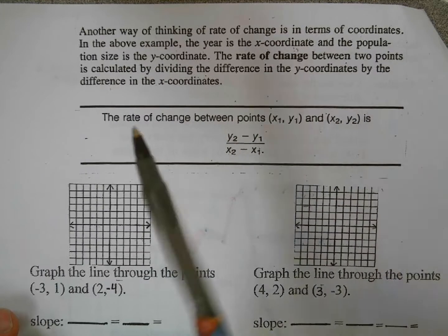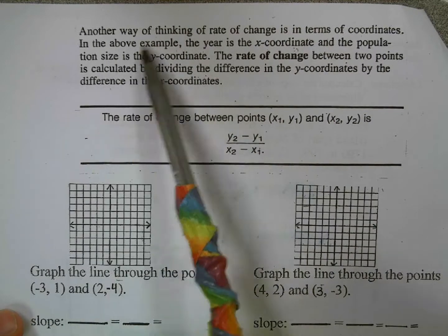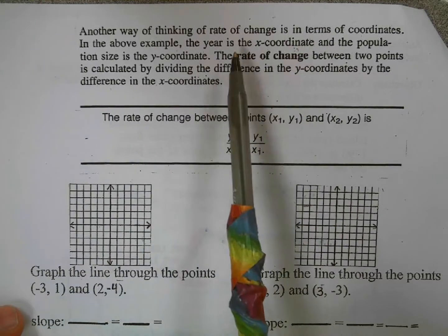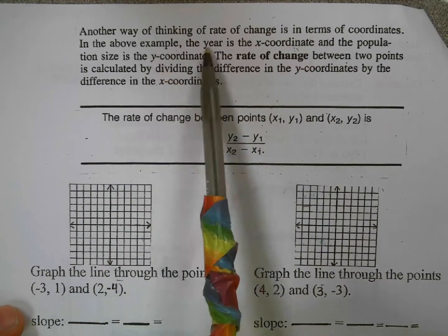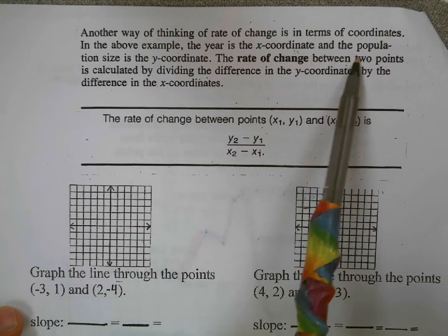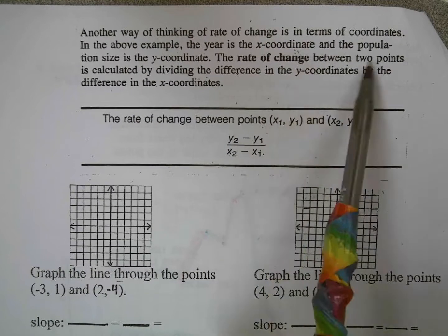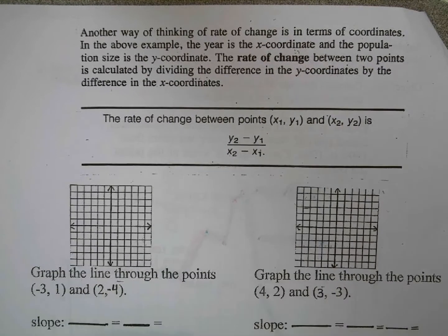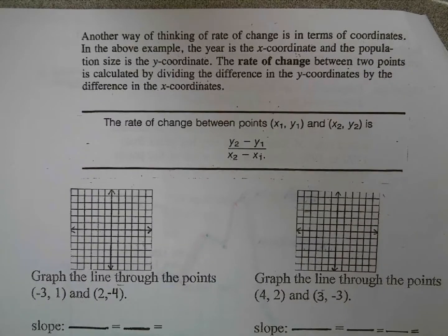All right, so besides looking at the rate of change by just looking at the time as the x coordinate and the y being the population, we can also look at a rate of change between 2 points. So just like in the last video, this is going to be a little bit of review and practice.